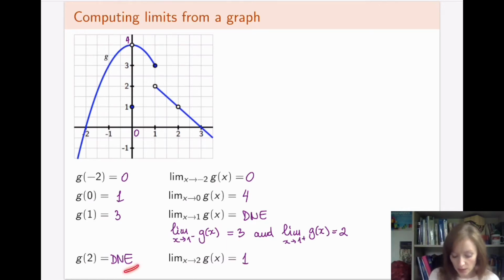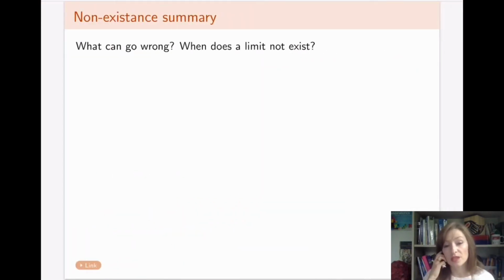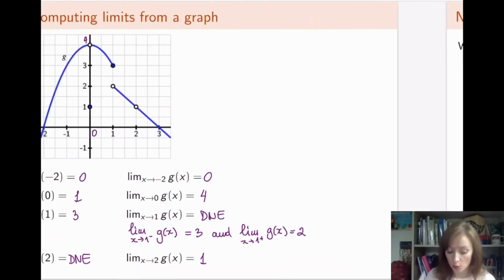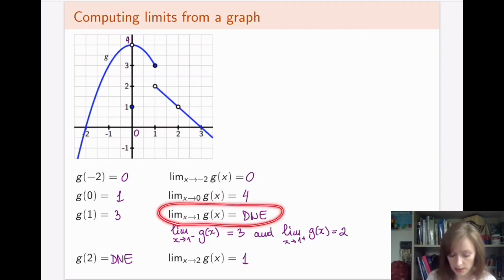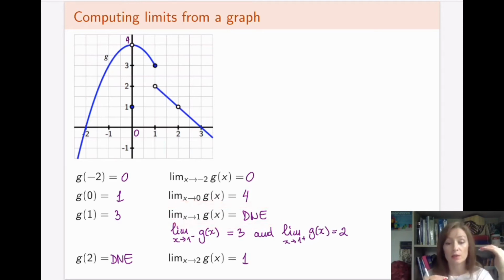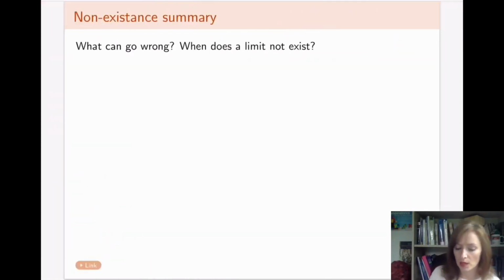Now let's talk a little bit more about things that do not exist. In particular, for limits, what can possibly go wrong and when can the limit not exist? We've already seen one important case, and that is the limit does not exist if the left and the right limits are not the same. This is going to be our very first case.